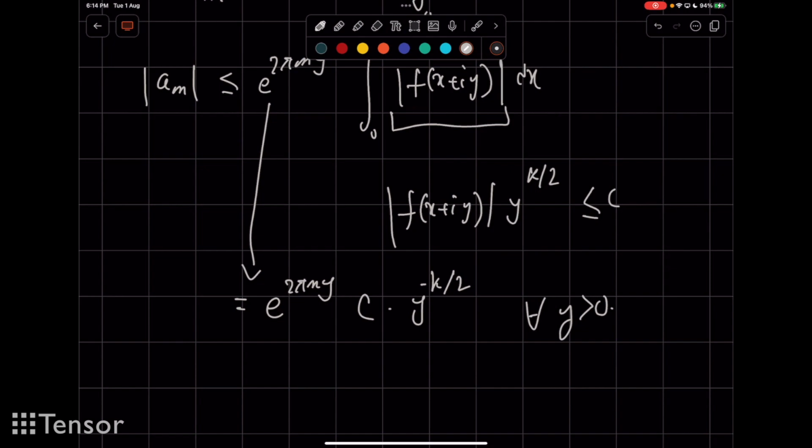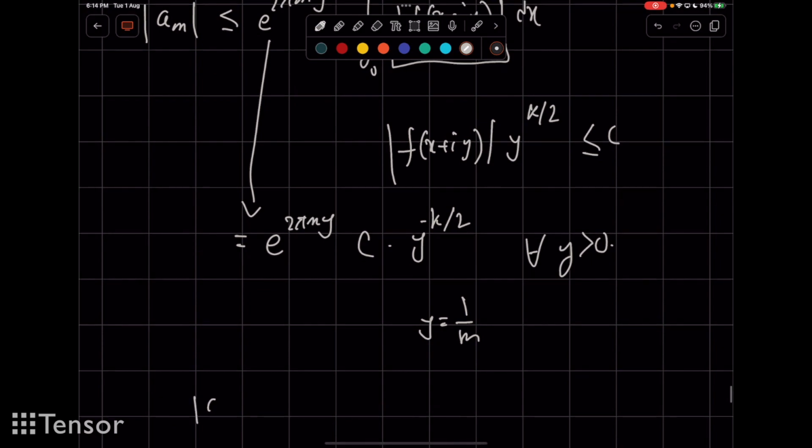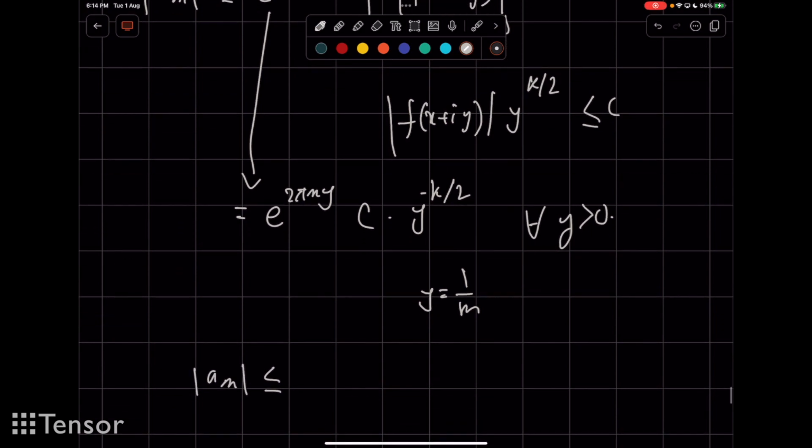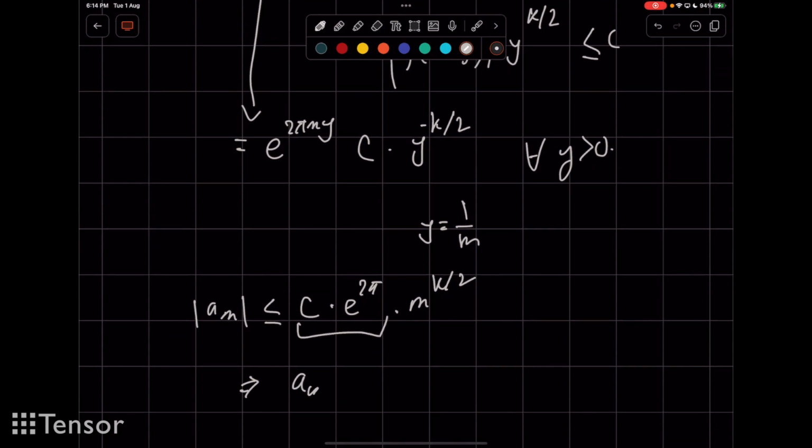Now we are almost done. Since it's true for any positive y, we can just take y to be equal to 1 over m. So if we take y equal to 1 over m, what do we get? We get that a_m is smaller than a constant c times e to the 2 pi, then 1 over m to the power k, negative k over 2, that is m to the power k over 2. And it's a constant again. So therefore a_m is of order m to the power k over 2. And we're done.